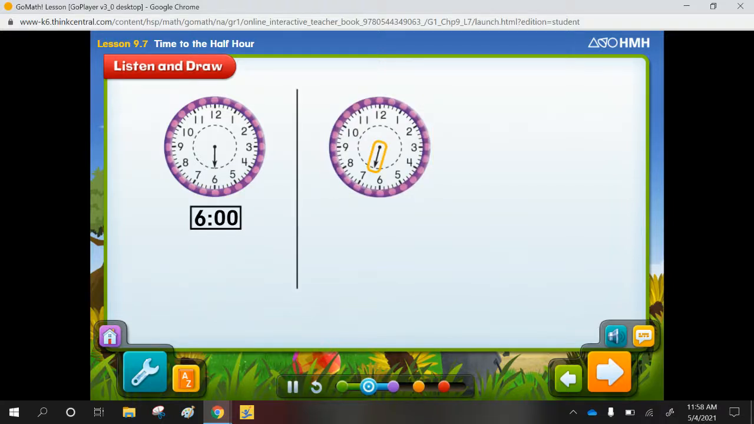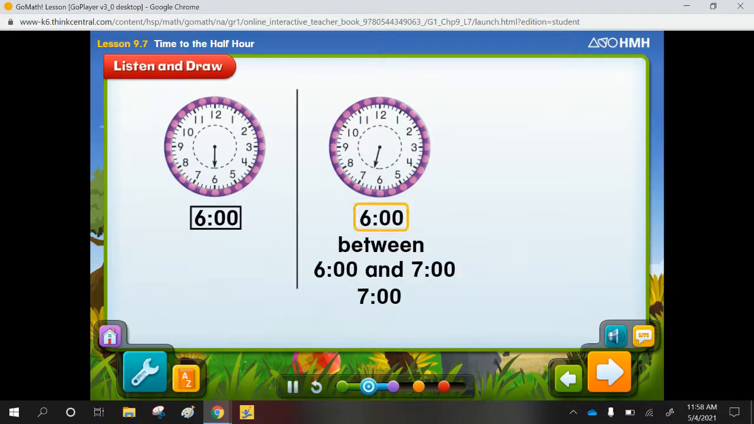Here's another clock. Look at its hour hand. Which choice best describes the time shown on this clock? 6 o'clock, between 6 o'clock and 7 o'clock, or 7 o'clock. Click the time shown on the clock. The hour hand points between the 6 and the 7. So it's between 6 o'clock and 7 o'clock.